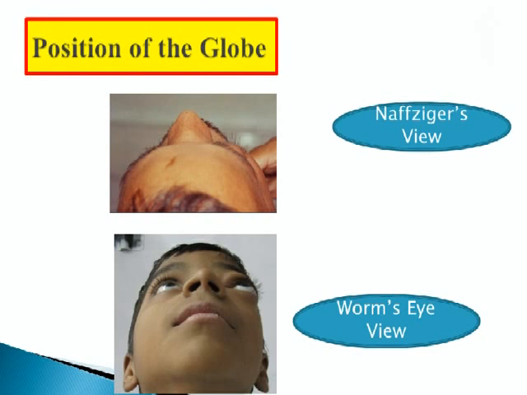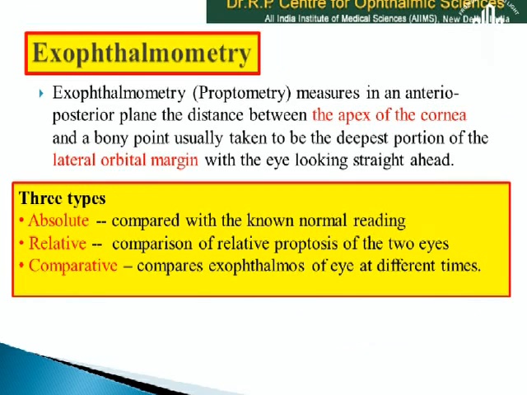Then, to look for the position of the globe, we have these two classical views, the Nafziger's view, where you look at the patient from behind, and the worm's eye view, in which you look from the patient down. Now, coming on to the exophthalmometry or the proptometry, it measures the anteroposterior plane, the distance between the apex of the cornea and a bony point usually taken to be the deepest portion of the lateral orbital margin, with the eye looking straight ahead.